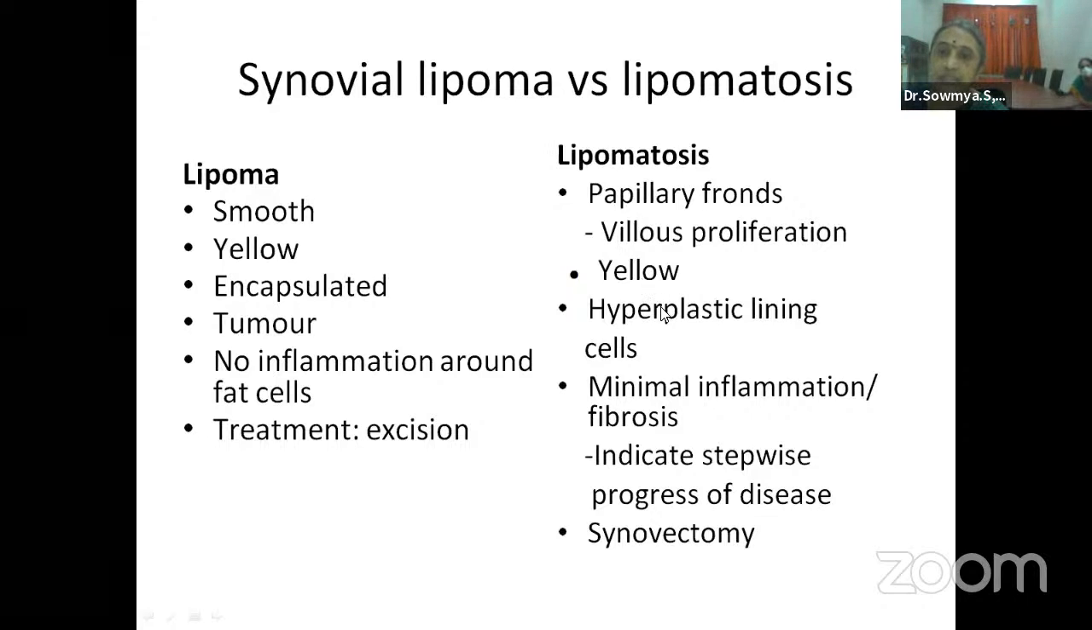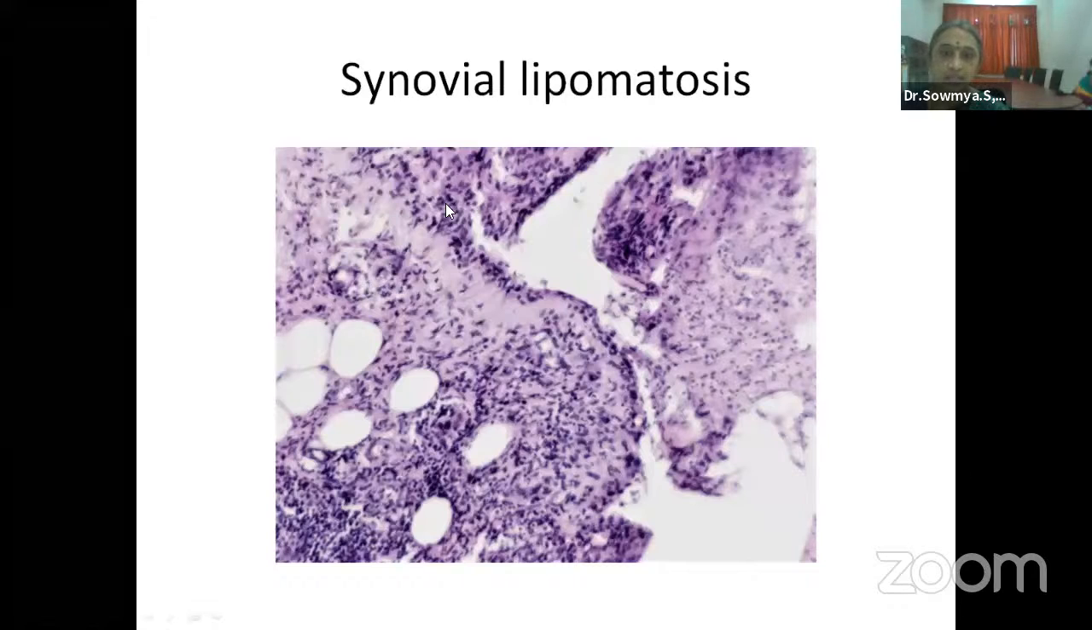And you will see a hyperplastic synovial lining, and there is going to be minimal inflammation or fibrosis because many times it is of a secondary nature and it occurs secondary to some degenerative or inflammatory process. So you can see the inflammation, fatty change and the fibrosis, which is an indicator of a stepwise progress of a disease. And it requires synovectomy because it tends to involve this joint diffusely. So you can see the synovial lining proliferation. So you can see these villous fronds. So multiple villous projections and inflammation and these fat globules in between.